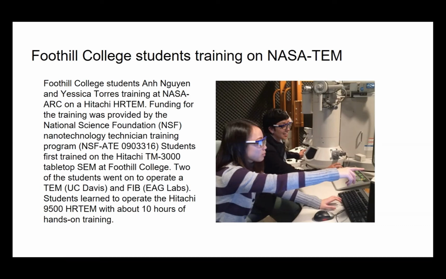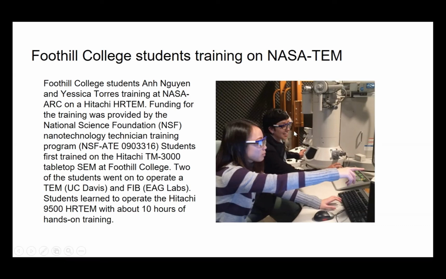And then I was very fortunate in our NSF grant. We were very frugal with our money, and we had a no-cost extension. I used my 4th year spend out to take about a dozen students over to NASA Ames and have them run this Hitachi TEM. This is an HR 9500 high-resolution transmission electron microscope.